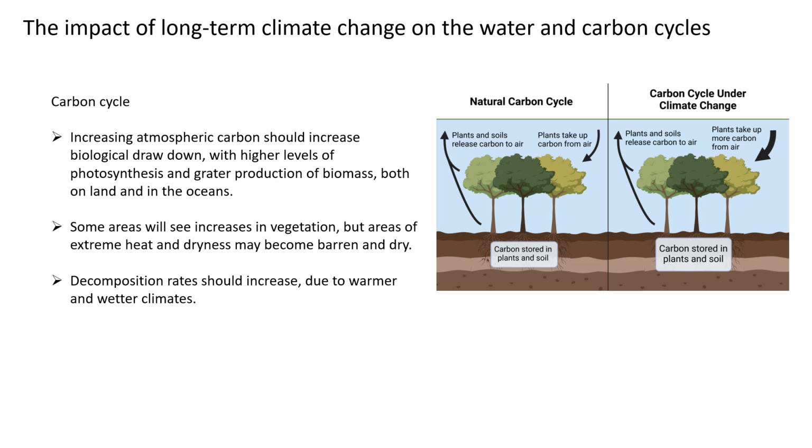We might find in areas where there is extreme heat and extreme dryness that those areas might become dry and barren. We should also find that if there's extreme levels of growth and more biomass, there'll be more decay, more decaying matter. In warmer conditions, decomposition and decay will happen quicker, particularly in warmer and wetter environments.